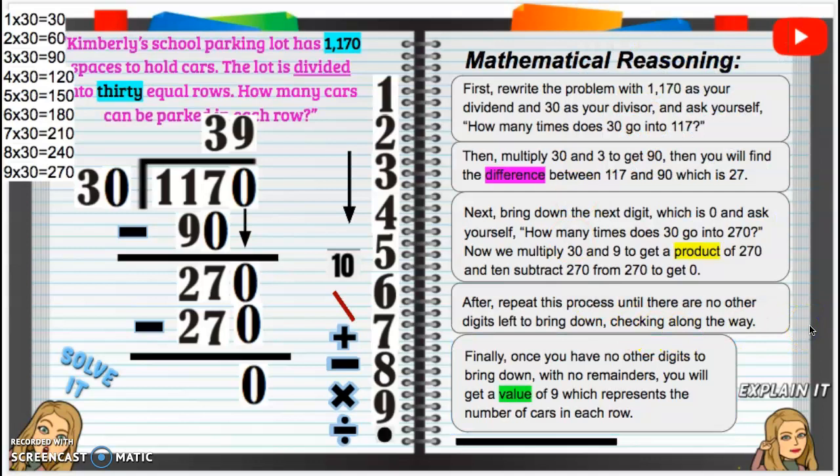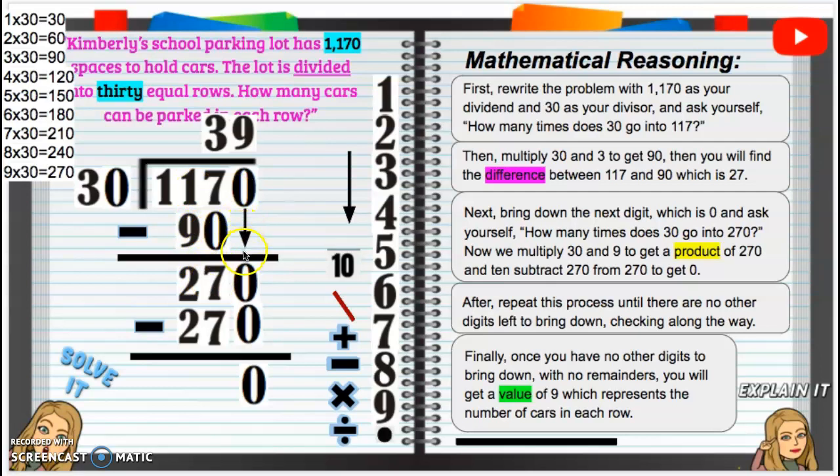All right, so first rewrite that problem with 1,170 as your dividend and 30 as your divisor. So we use our dividend on the inside, our divisor on the outside. And ask yourself, how many times does 30 go into 117? We knew it went in 3 times. Then multiply 30 and 3 to get 90. Then you will find the difference. So we subtract between 117 and 90, which is 27.